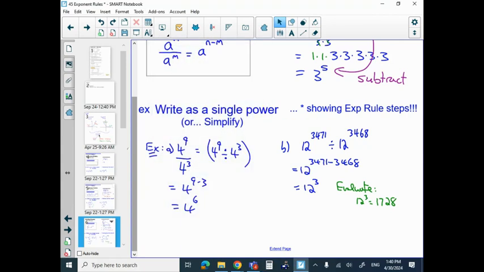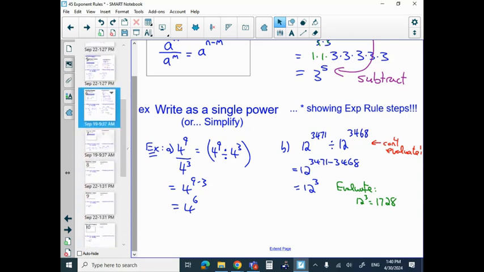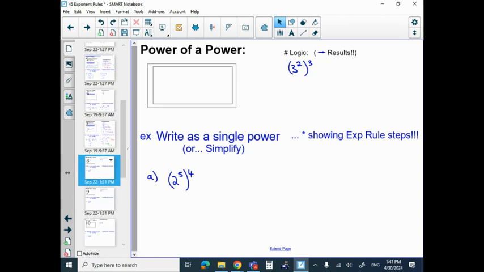So the idea I'm getting across here is that you can't evaluate this often with most devices. We couldn't just evaluate the individual numbers and then divide them. Calculators and programs just wouldn't be able to do it. But the understanding allows us to be able to do it. So that's just the quotient again. So let's go now to power of a power.